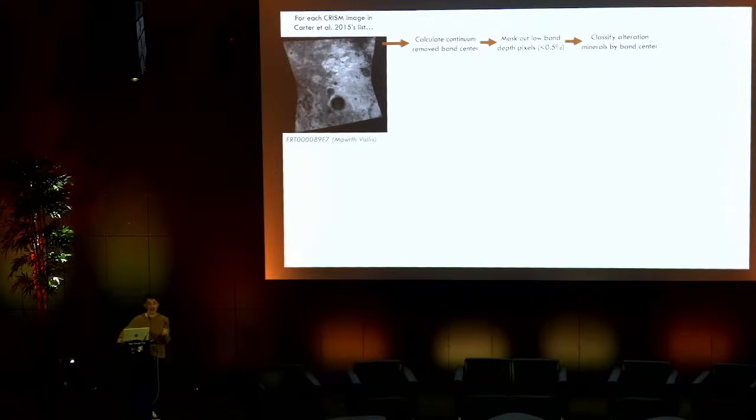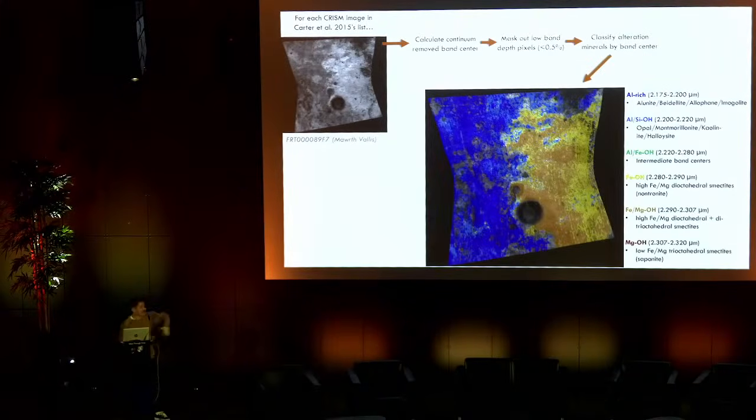We're then going to classify the alteration minerals by their band center, and the product of that is this lovely colorful map. And here I've subdivided things into 6 different band center groups corresponding to aluminum rich, aluminum and silica rich, intermediate region, iron rich, iron and magnesium rich, and magnesium rich alteration minerals respectively.